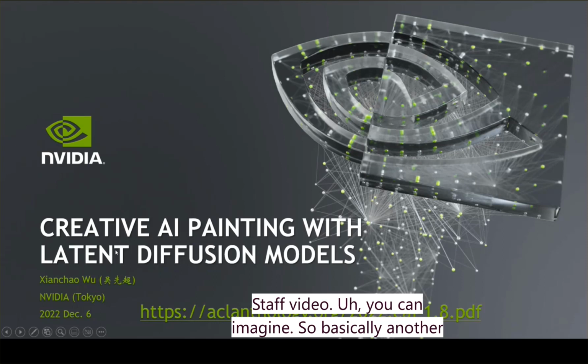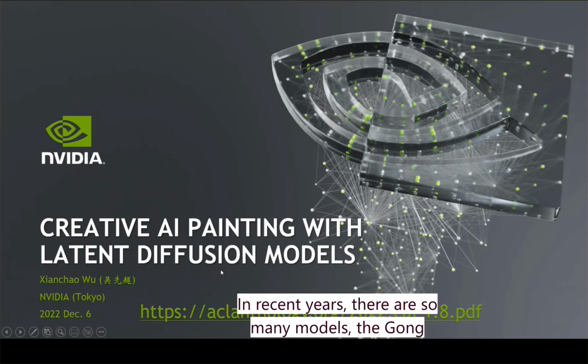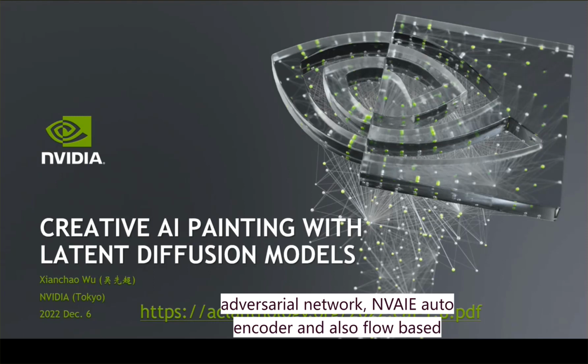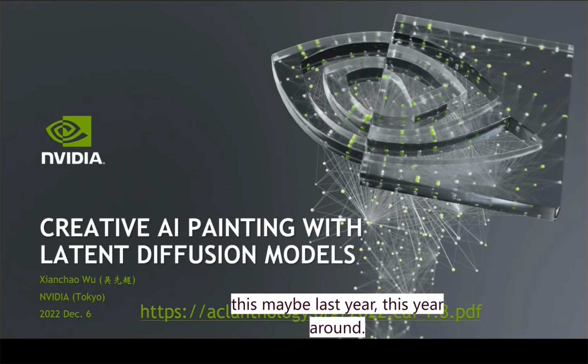Another topic is the latent diffusion model. In recent years, there are so many models: the GAN, adversarial network, VAE, autoencoder, and also flow-based models. But it turned out that the diffusion model achieved the best, amazing result. You can see from a lot of news in maybe last year and this year.